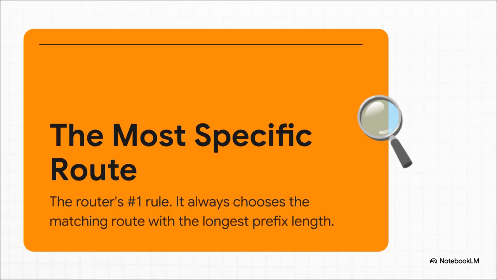But what happens if there are a couple of different routes in the table that could work? Well, the router has one simple, unbreakable rule. Always pick the most specific path. It's like this. If you have directions to California and separate directions to 123 Main Street, Los Angeles, you're going to use the more detailed ones, right? The router does the exact same thing. It always picks the most specific address it can find.